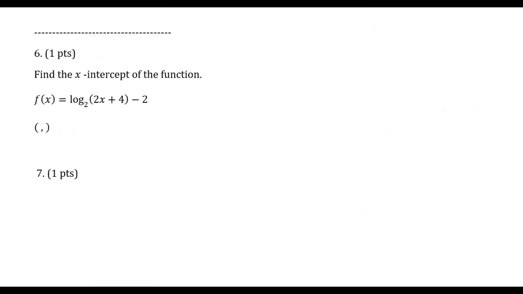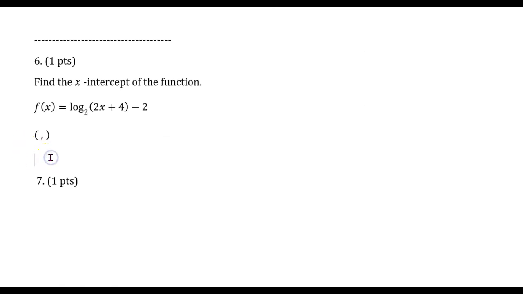In problem number 6, we are asked to find the x-intercept of the function. We're looking for the x-intercept of the function f of x equal log base 2 of the quantity 2x plus 4, minus 2. Remember that we can always move the negative 2 to the front so we don't make the mistake of thinking it's part of the logarithm expression, which it is not. The base is 2. The answer part is 2x plus 4. The negative 2 is a part of the overall expression, but not part of the logarithm expression.